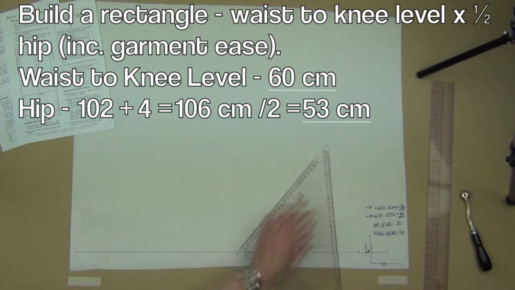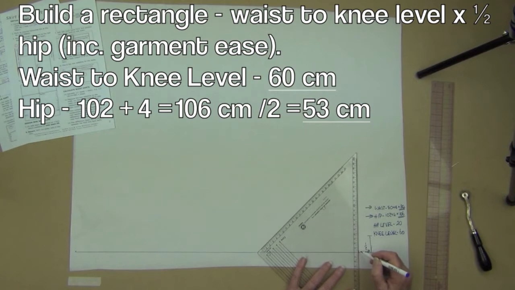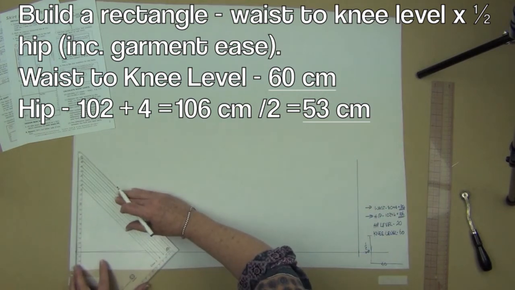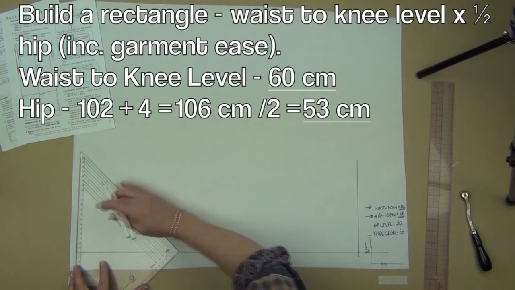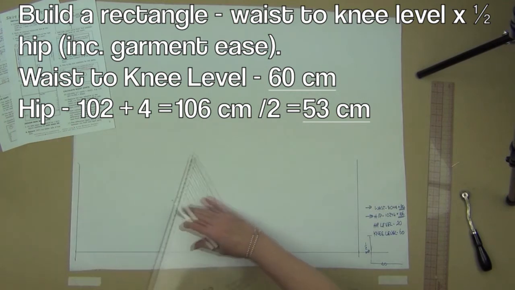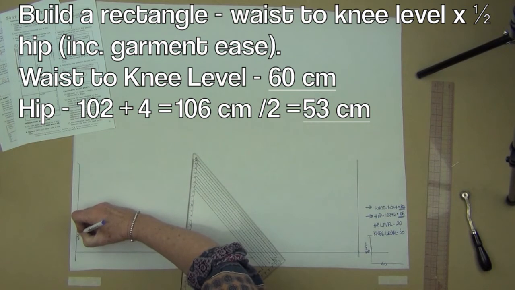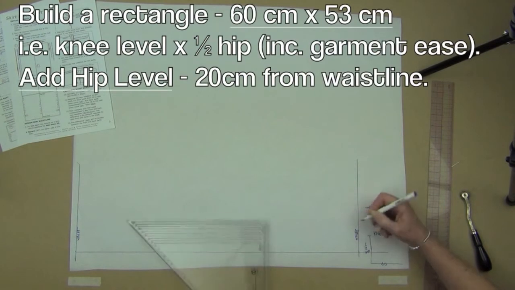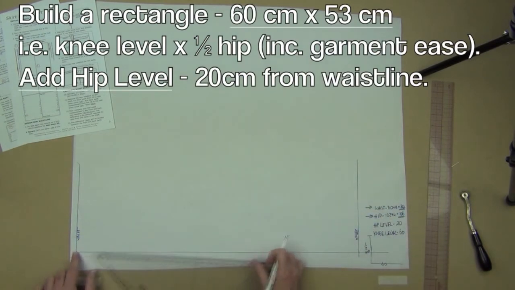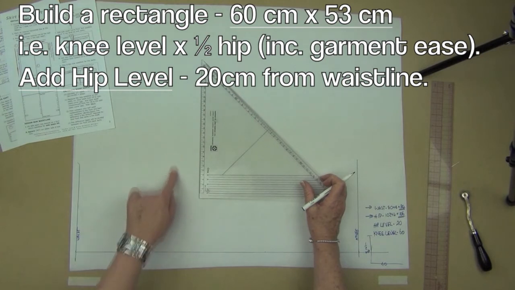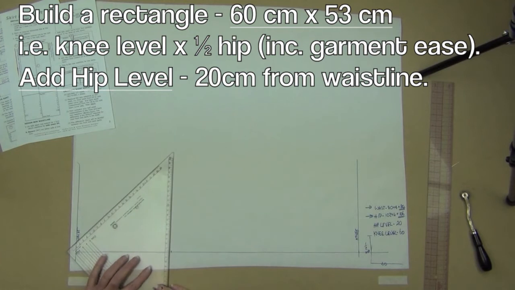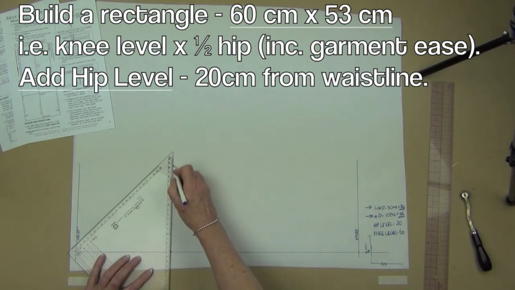At these points we need to start the line as a right angle so that we can make our basic rectangle that will be our skirt draft. So that will be our knee level. This will be our waist level. Below our waist level we will have a hip level, and that is our 20 centimetres. That is the measurement from our waistline to our hip line.